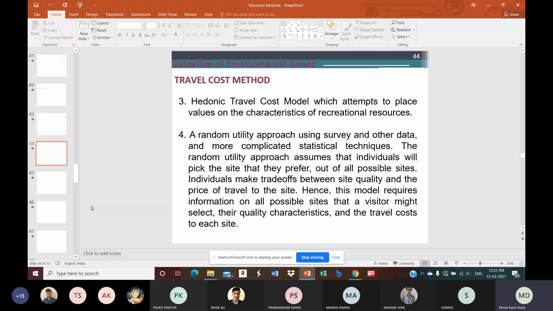Another thing is the random utility approach, where survey and other data will be used, and statistical techniques are relatively more complicated or complex. So this method we will not be discussing in detail. We'll try to concentrate on the more general individual travel cost and the zonal travel cost method.